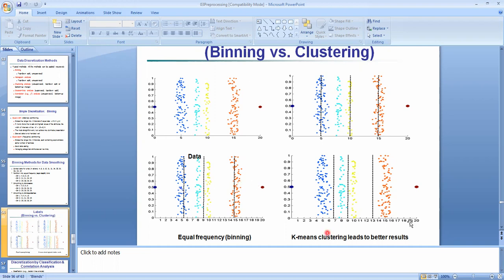With the clustering method, k-means clustering leads to better results. You can observe over here, binning versus clustering, that clustering gives the better result. So this is exactly binning versus clustering.